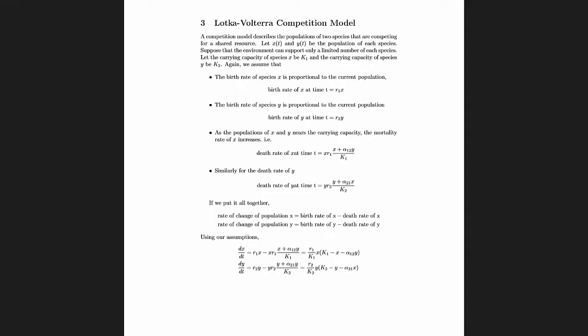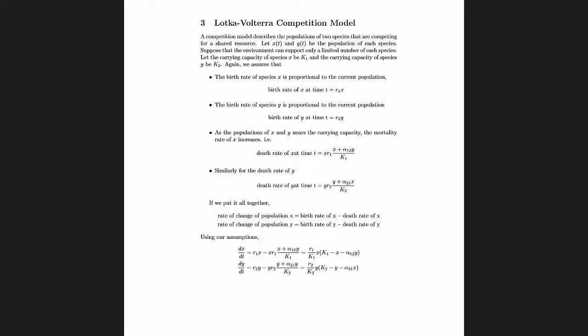Now let's talk about the very last model on the docket. The Lotka-Volterra competition model. So a competition model describes the populations of two species that are competing for a shared resource. So maybe you have, I don't know, rabbits and deer, and they're both competing for foliage on the ground. I don't know, they're both competing for some shared resource, okay? So we're going to let x of t and y of t be the population of each species.